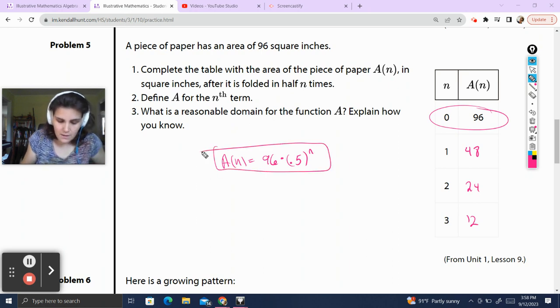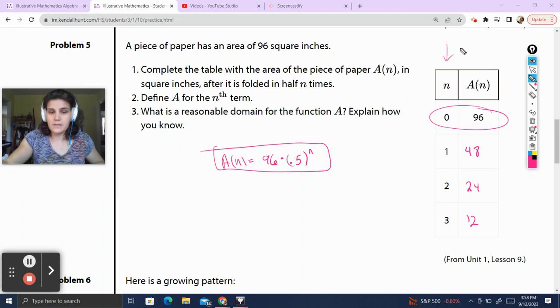We're done. 3. What is a reasonable domain for your function? Explain how you know. So domain is a reasonable number of values for what we're plugging into our function. Now, when I took my piece of paper, I think I folded it 1, 2, 3, 4. I guess I could do it 5 or 6 times, but after that, I can't fold it anymore.